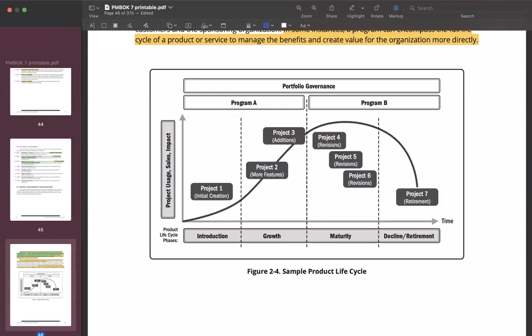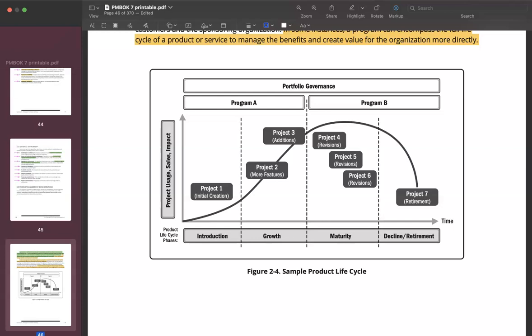So there is initial creation, and when the initial creation of the product happens, it is more of a rudimentary product. It could be like a minimum viable product that you have created, which is good enough to be taken to the market. But then as the product starts becoming more and more popular, and as years go by, you may start adding more features to the product as well, right?